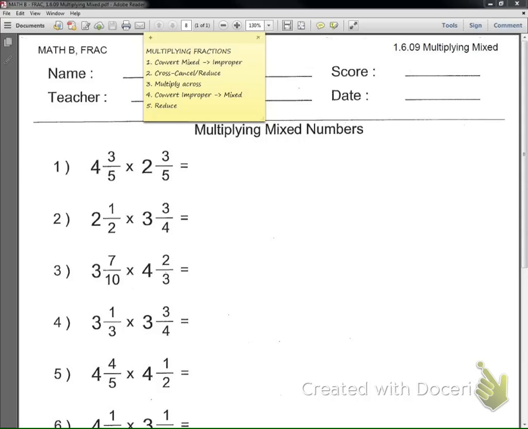So we have 4 and 3/5. That's a mixed number, and whenever we have mixed numbers, we always have to mix it up by first multiplying 5 times 4 and then adding. So 5 times 4 is 20, and we add 3 is 23. Write it over the number that you start with, 5.